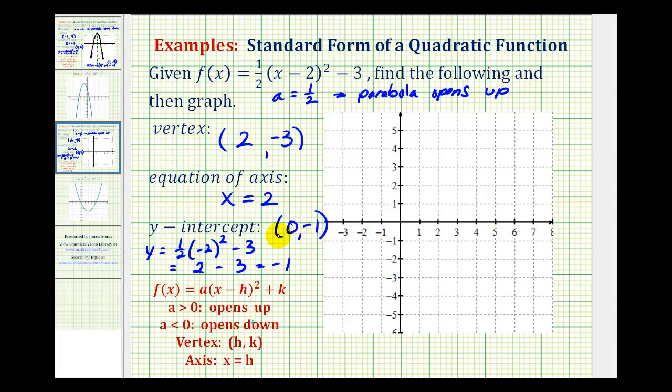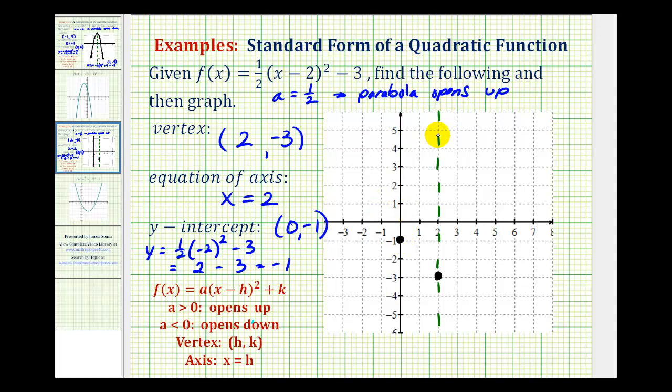Now let's go ahead and sketch these components of our parabola. Let's start by sketching the axis of symmetry, or line of symmetry, which is the vertical line x equals 2, which would be here. Notice it's a vertical line passing through 2 on the x-axis. The vertex has coordinates (2, -3), which would be here. Notice again it's on the axis of symmetry. We have a y-intercept of (0, -1), which is this point here.